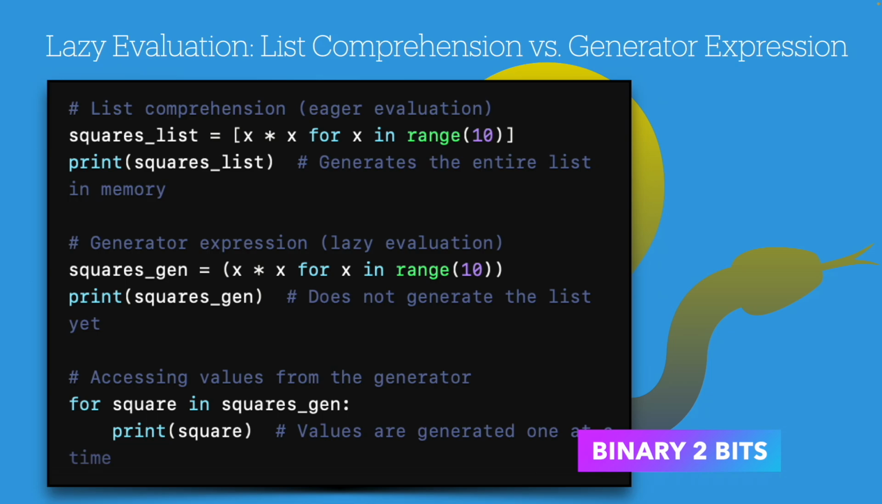When we use a generator expression, like square_gen with x*x for x in range, it does not generate the list; it is only an expression. It just checks the syntax at that time, and when we require the actual data of that expression, the data will be generated. So when accessing values from the generator, values are generated one at a time.